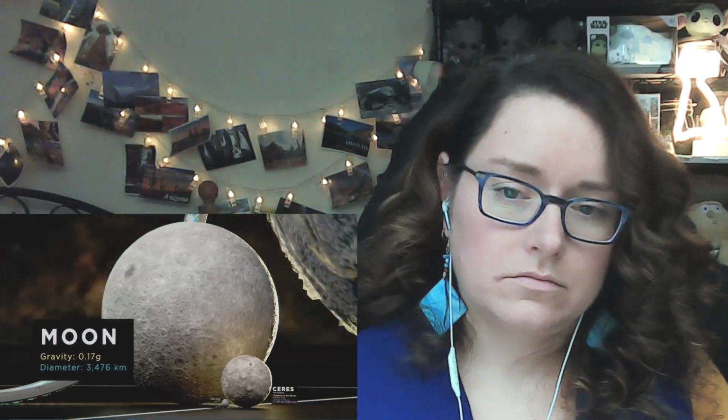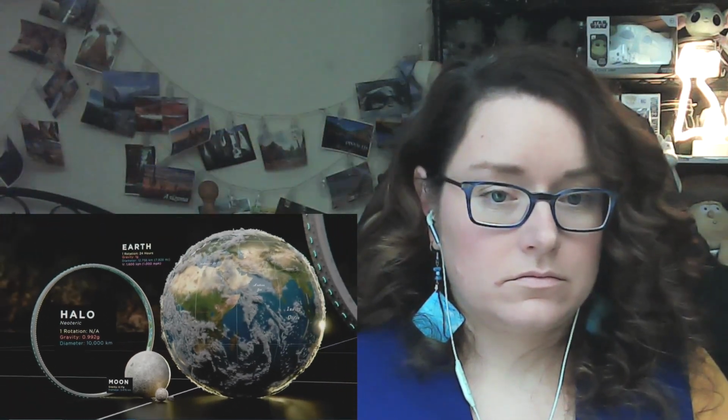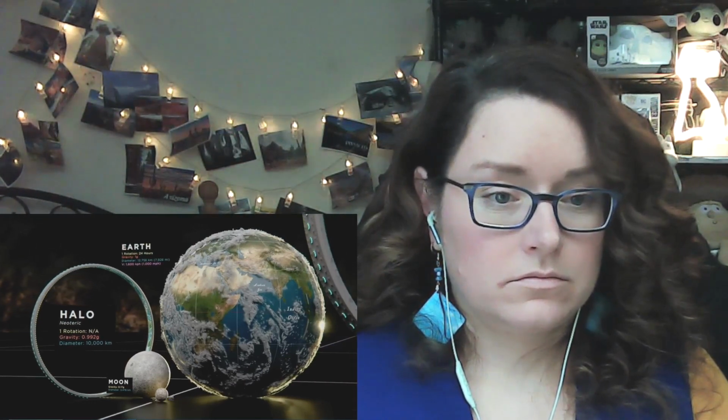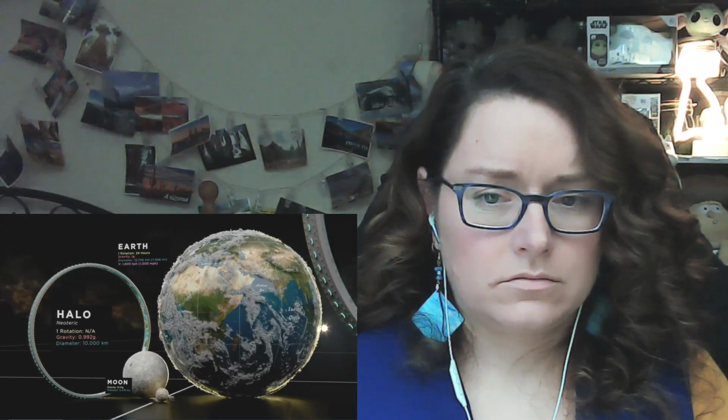The moon is 3,476 kilometers in diameter and produces gravity the old-fashioned way from mass, making 0.17 G. Alpha Halo from Halo is probably the most famous ring world. It is 10,000 kilometers in diameter, but it does not spin for gravity. It has artificial gravity hand-wavium generators that produce gravity.